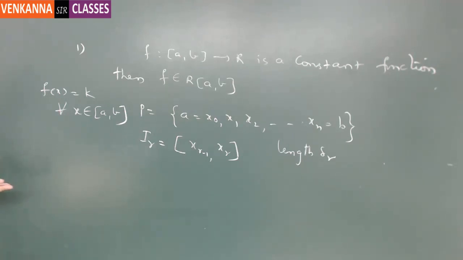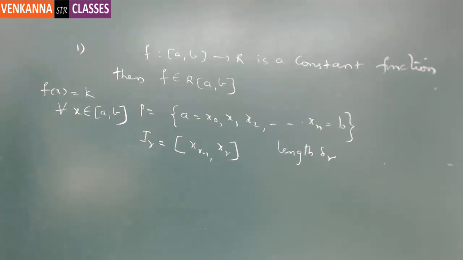k itself, because whatever the value you take, the maximum value is nothing but k. So if you take any subinterval, its infimum is nothing but k, its supremum is nothing but k. In other words, the maximum function value on the subinterval is nothing but k. The minimum function value on the subinterval is nothing but k. Agreed?